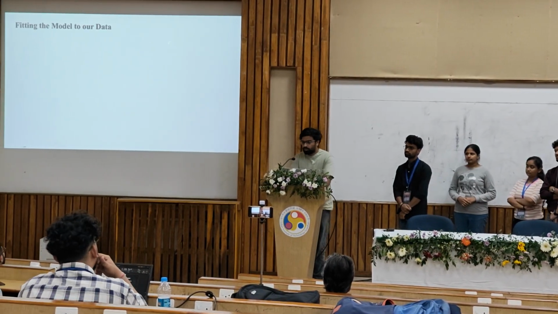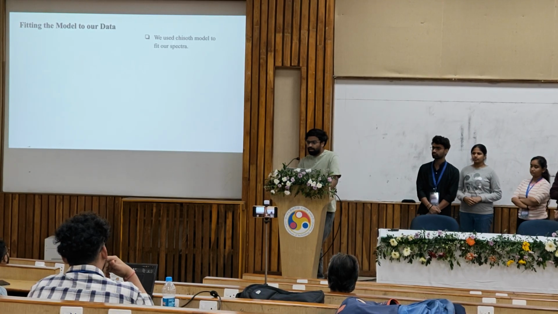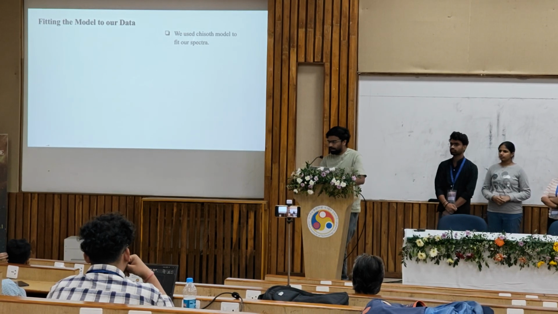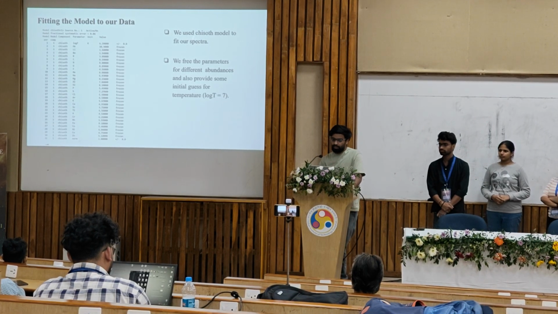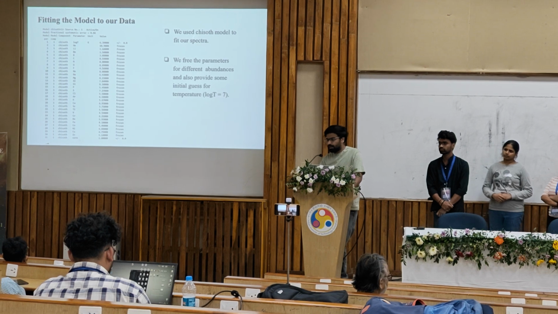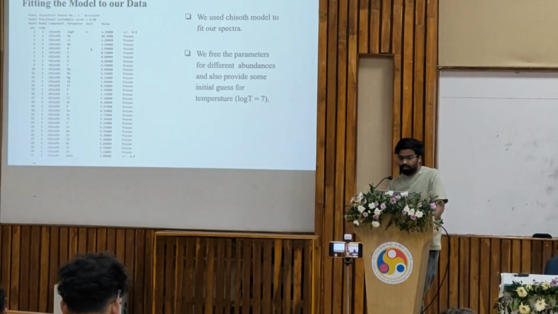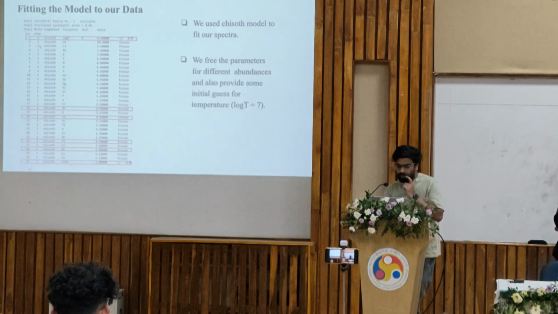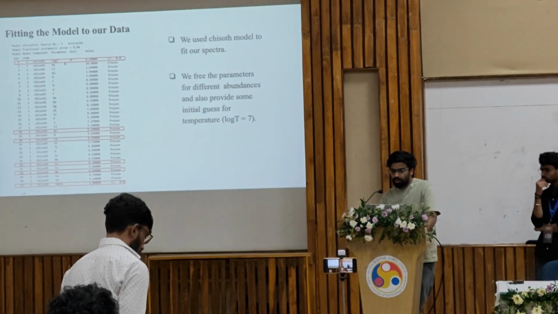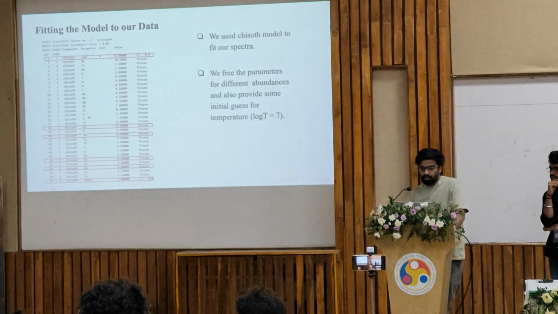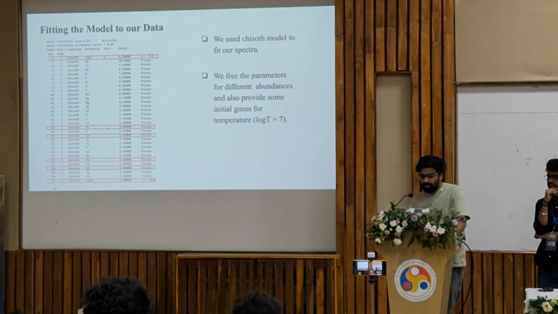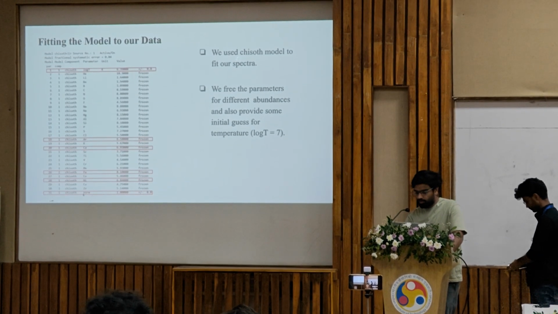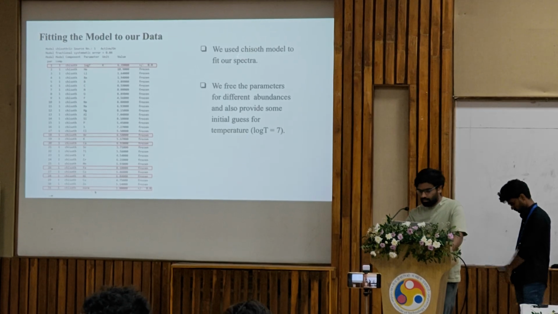To fit, we have used a Chianti isothermal model, which is based on the thermal bremsstrahlung data. The Chianti isothermal model has these parameters: the first row tells about the temperature, log T, which is 6.39. Then come the argon abundance, calcium abundance, Fe, nickel, and the last row shows the emission measure values.